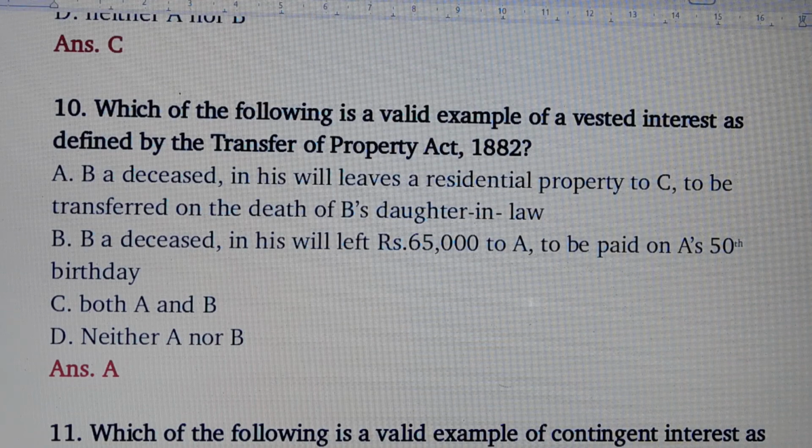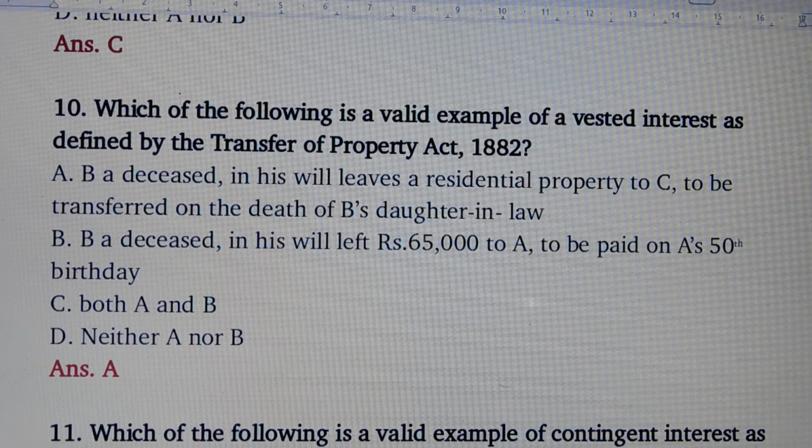Question number 10. Which of the following is a valid example of a vested interest as defined by the Transfer of Property Act? Answer is option number A, B, a deceased in his will leaves a residential property to C to be transferred on the death of B's daughter-in-law.